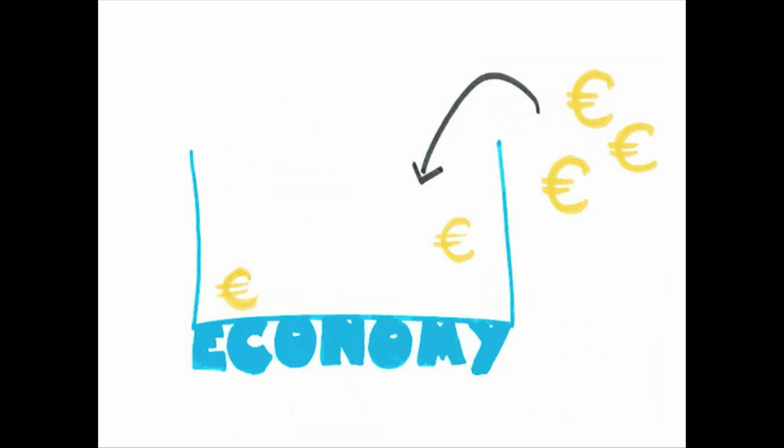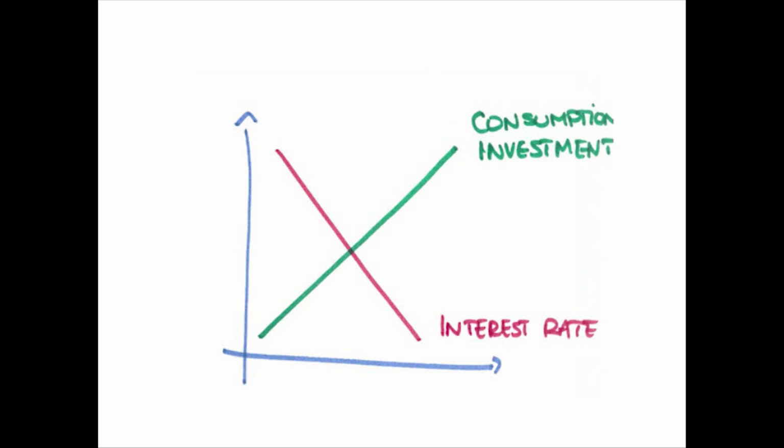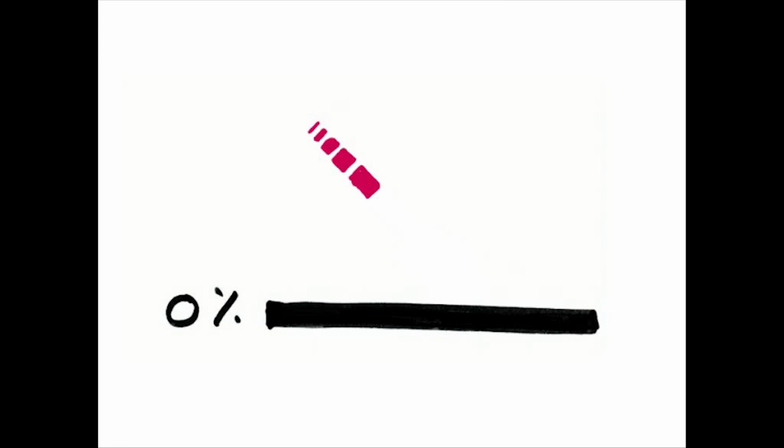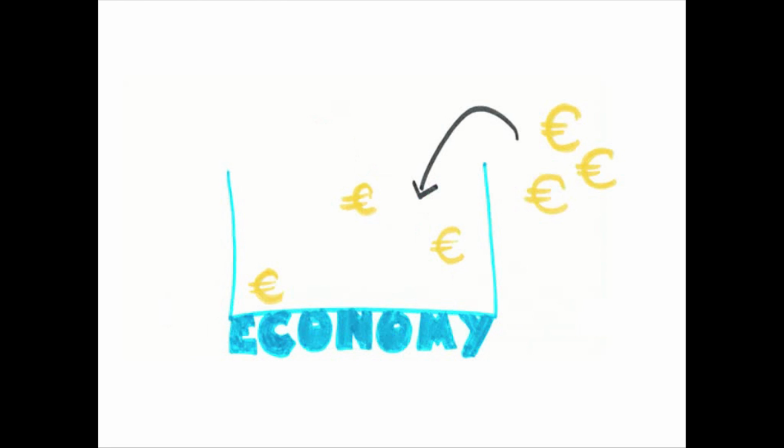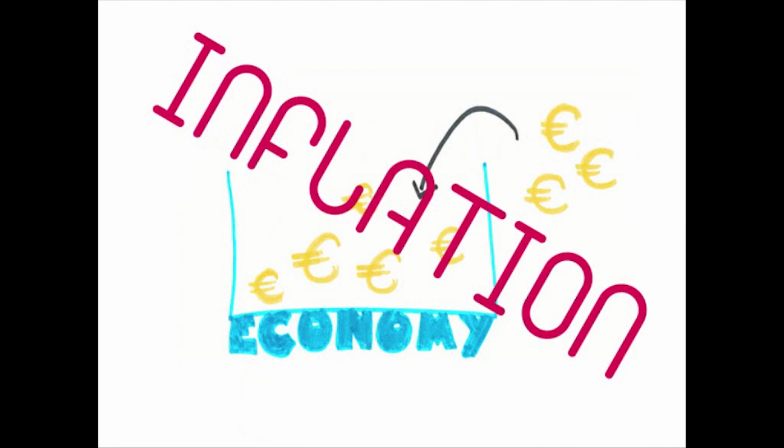Less consumption and investment means that there's less capital flowing into the economy. To encourage consumption and investment, one way to go is to decrease interest rates, or to make money cheaper. But when the interest rates start approaching zero without having the desired effect on consumption and investment, the only option left is to directly inject money into the economy. This is called quantitative easing.